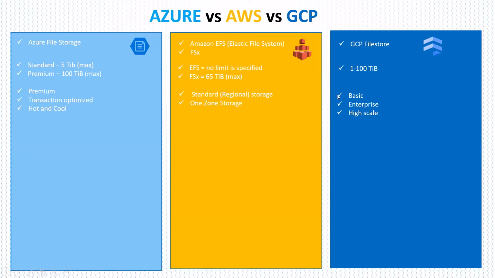In GCP, you can see three types of option. One is basic, which is general purpose, or else you can go with enterprise. Enterprise is for when you look to handle business critical workloads. In that case, you can go with enterprise. And high scale also, if you have a requirement of good performance, in that case, you can go with high scale.